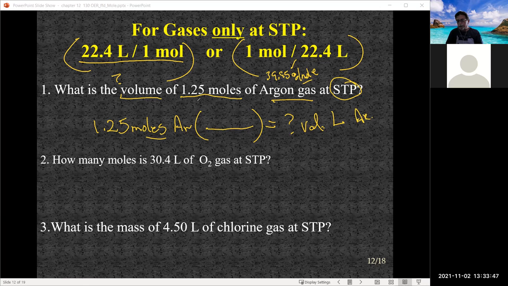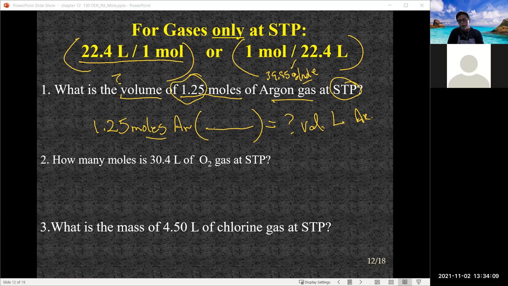Another thing to think about, look at the number you're given, 1.25. Earlier I said 1 mole, 22.4 liters. So you're about 1.25 moles. That would suggest that your number should be a little bit bigger than the 22.4. Does it? Because you've got a little bit more material.